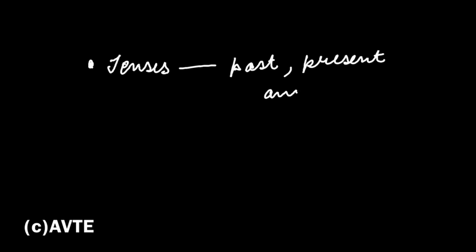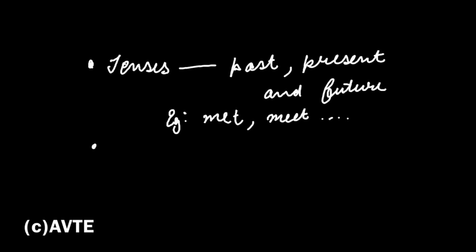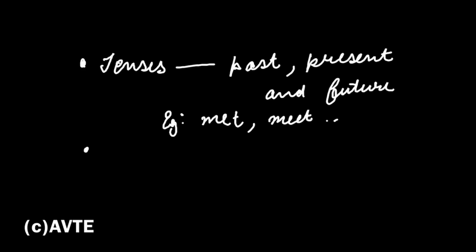Then the mistakes can be in tenses. Past, present and future. This is also a topic in your grammar, so you should know this topic and you'll be able to do editing and omission really well. You should know the past of the verb. The tense of the verb you're studying. So met, meet, this is one example.